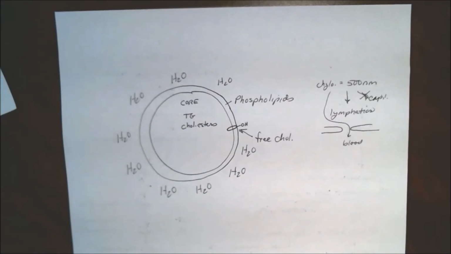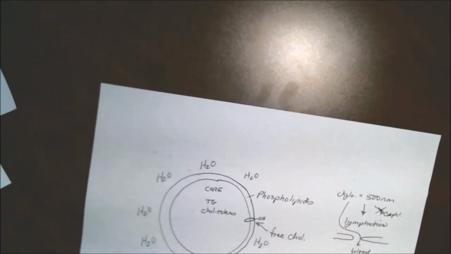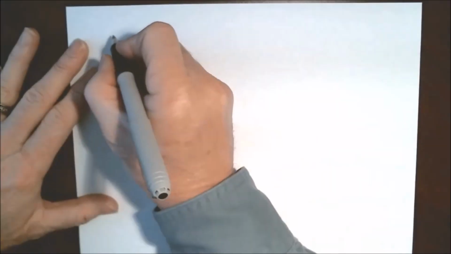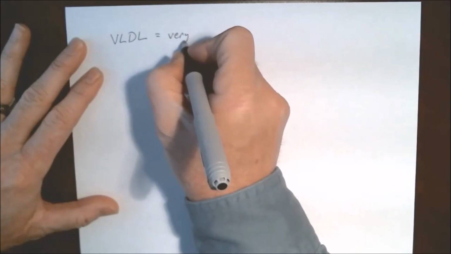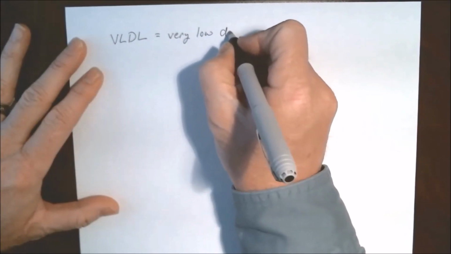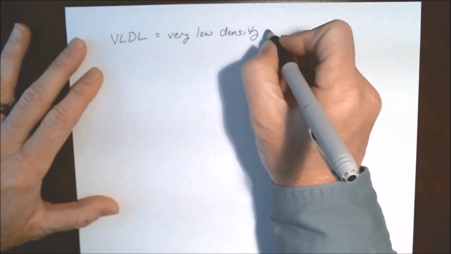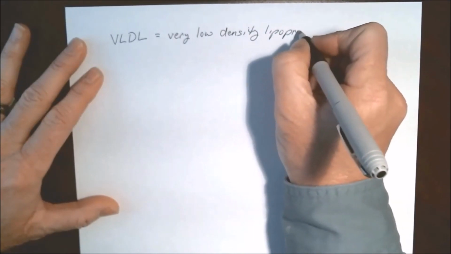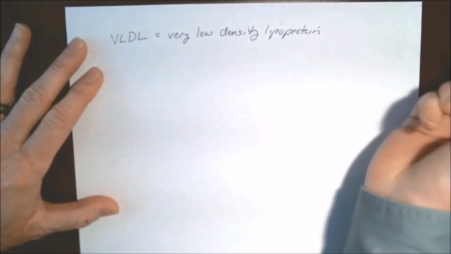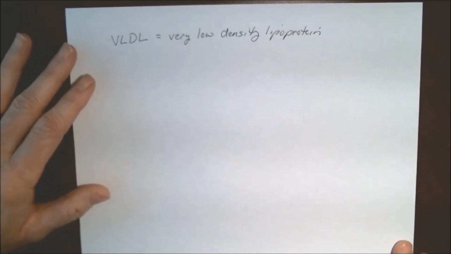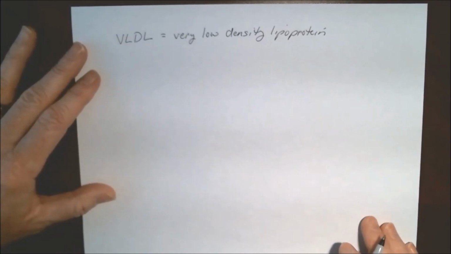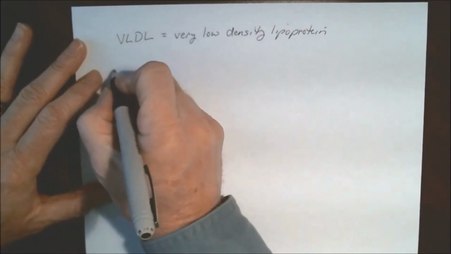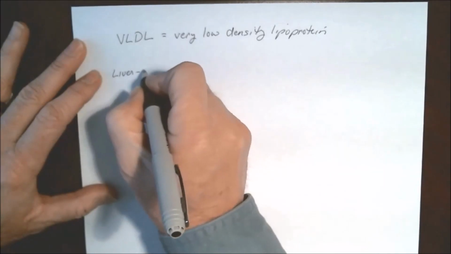Now let's look at the structure of the next lipoprotein carrier, and that's VLDL, which stands for very low density lipoprotein. Now the VLDL, let's start out with how it is constructed, and let's start out in the liver in the fed state.